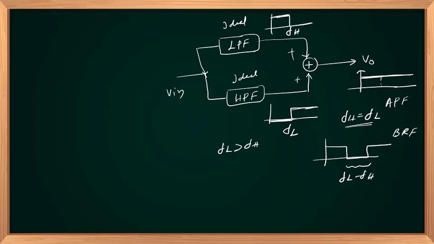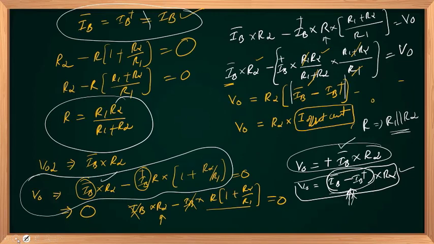Remember, low pass will have an upper cutoff frequency, high pass will have a lower cutoff frequency. And these two are ideal responses. Practically, FH and FL are defined where the maximum gain decays to 1 by root 2 times of the maximum voltage gain. Okay. Let us discuss another circuit.